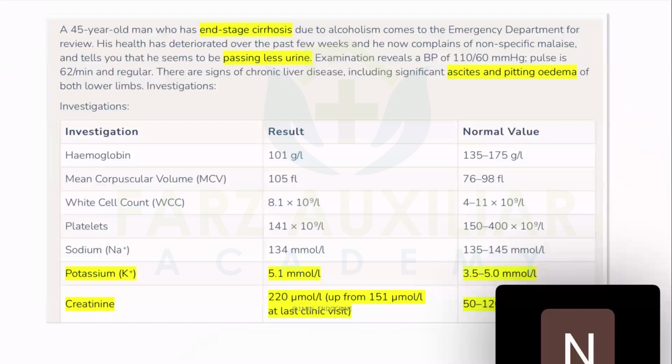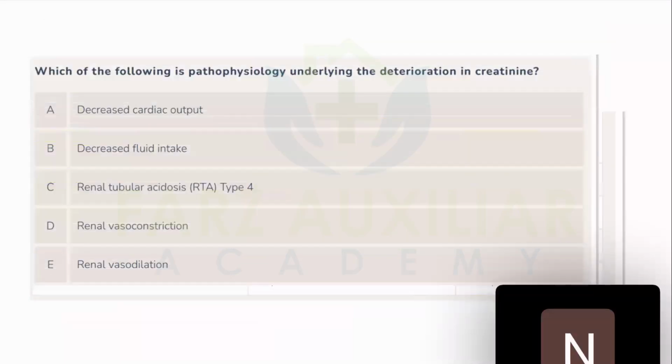So this is a question on hepatorenal syndrome. What is hepatorenal syndrome? It occurs in long-standing cirrhosis, and the patient usually passes less urine. There is development of acute kidney injury, so all the features of acute kidney injury will be present. The patient will pass less urine, and there will be problems with potassium and creatinine. The underlying cause is splanchnic vasodilatation with renal vasoconstriction. There are two types, type 1 and type 2, and they have changed the definitions now, but you don't need to know that.